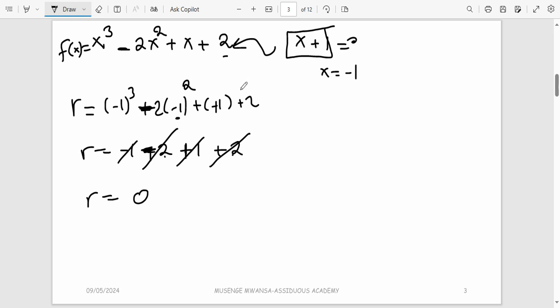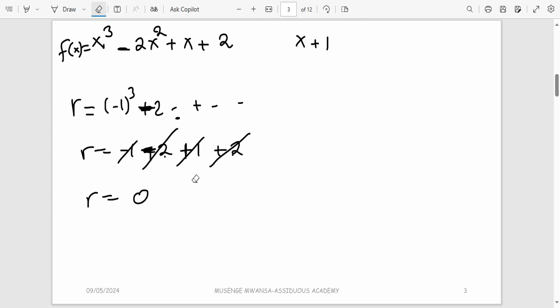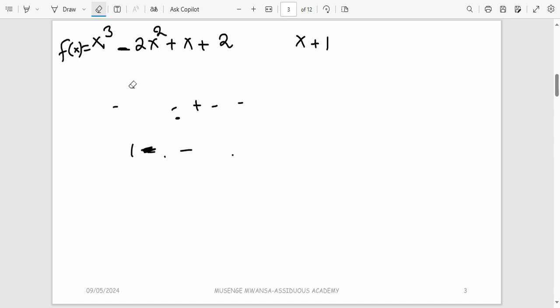So what does that mean again? Let's find out the quotient. That should be the next thing. When you see that the factor you are using to divide is giving you a remainder of 0, just know that it can go exactly into what you are dividing into. Okay, it is a factor. That's what you mean by a factor. But then what will be the quotient?